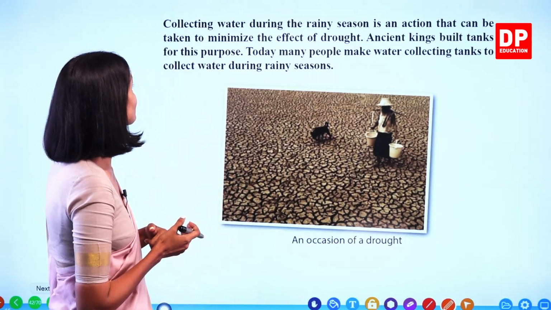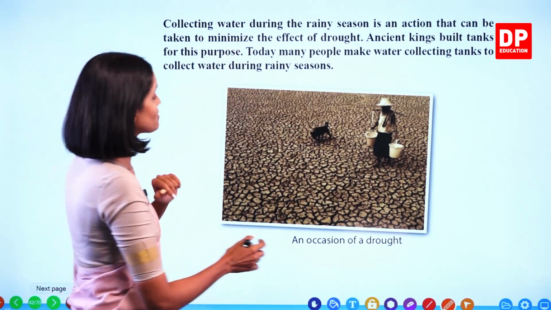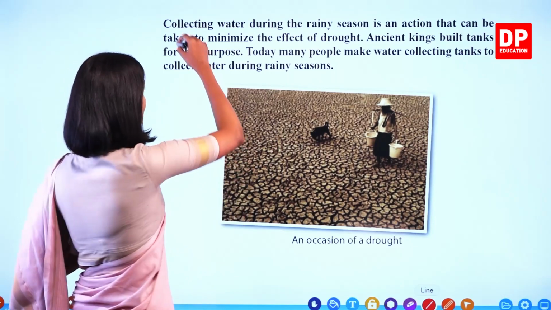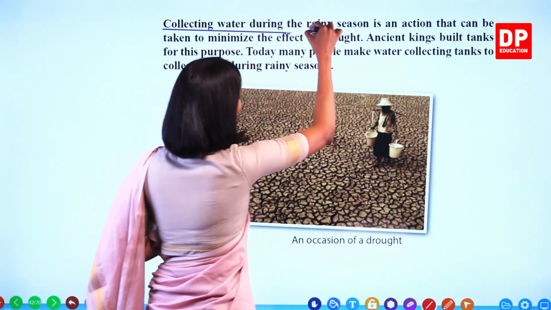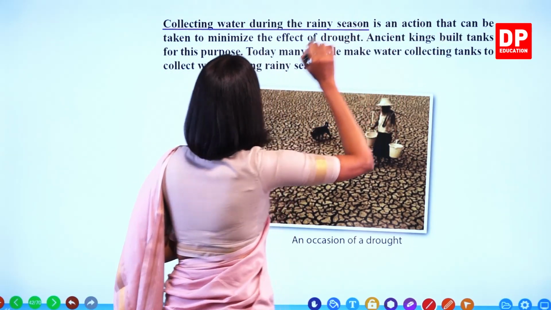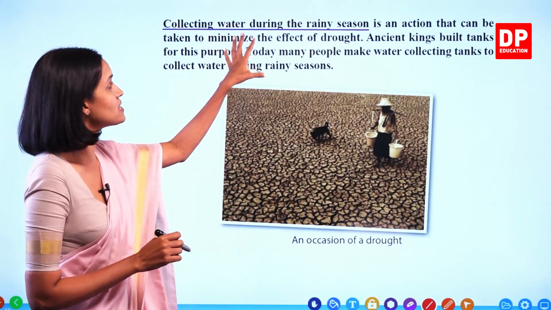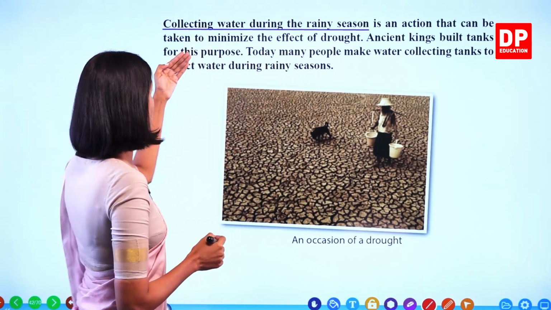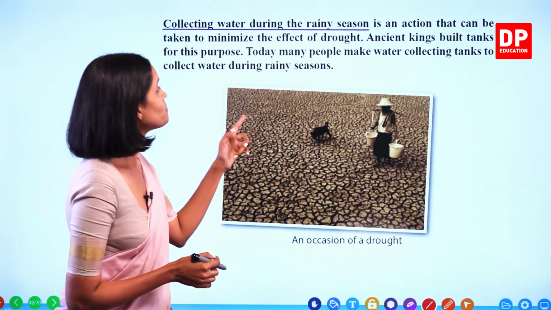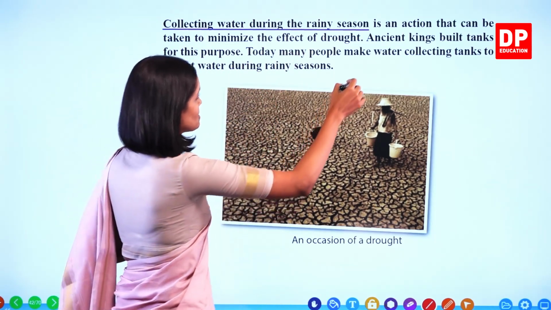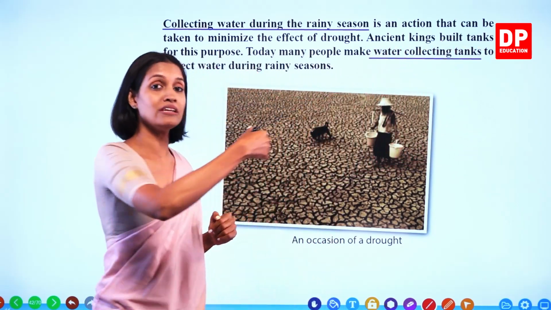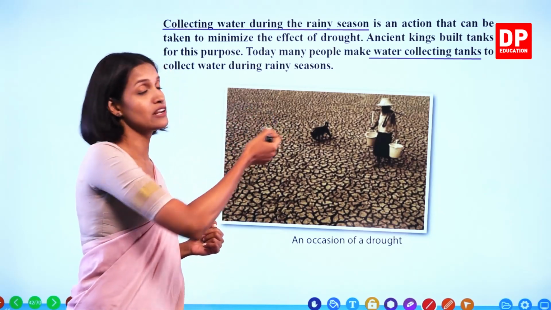So how to do that? Collecting water during the rainy seasons. We can make special tanks, water collecting tanks, right? Collecting water during the rainy season is an action that can be taken to minimize the effect of drought, okay? Ancient kings built tanks for this purpose. Today, many people make water collecting tanks, specifically the people who are living in these dry zones and arid zones, okay?